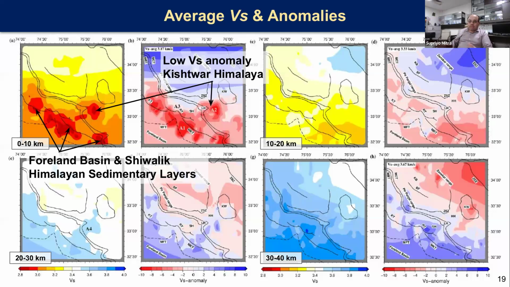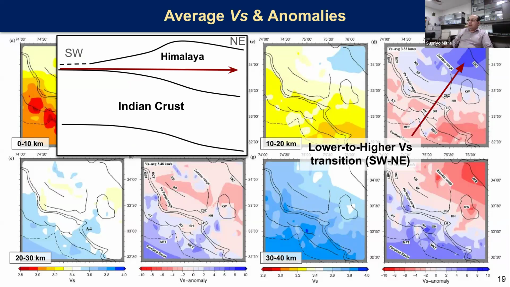The first thing is that obviously the foreland basin and the Shivalik Himalayas have low velocity sediments. You also see this low velocity continuing across the Kishtwar Himalayas into underneath the higher Himalayas, which is marked by those two arrows. If you looked at the cross section or the map across the 10 to 20 kilometer depth, you would see that there is increasing velocity anomaly as you go towards the northeast. And the reason why this happens, if you look at the cartoon that I've plotted on the left, is you are looking at a section through the Himalayan wedge, but you have more overburden as you go towards the northeast, and therefore you have higher velocities.